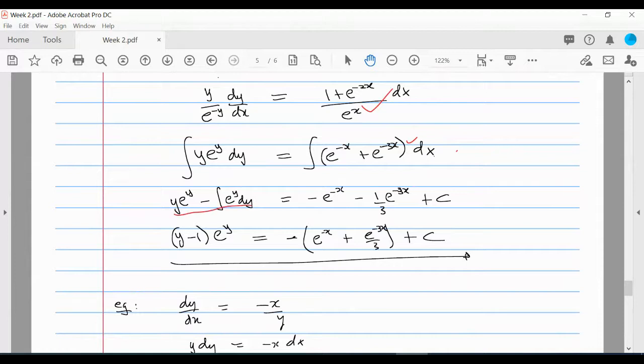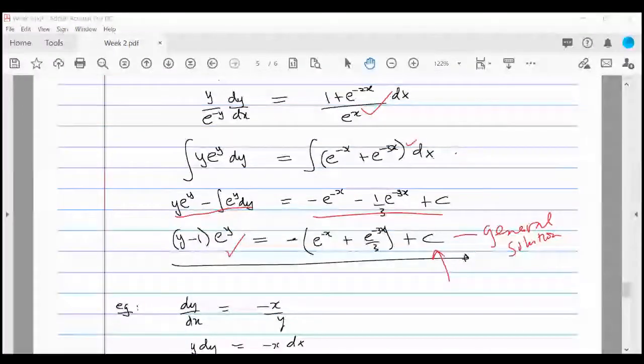And use your integration by parts techniques, and of course, integration of exponential functions. And here it's impossible to find y explicitly as the subject of the formula. So you leave it like that. But where possible, please leave it as the subject of the formula. And then this is a general formula, the general solution. Why? Because we have this C. Now this C is found when you specify the initial conditions.